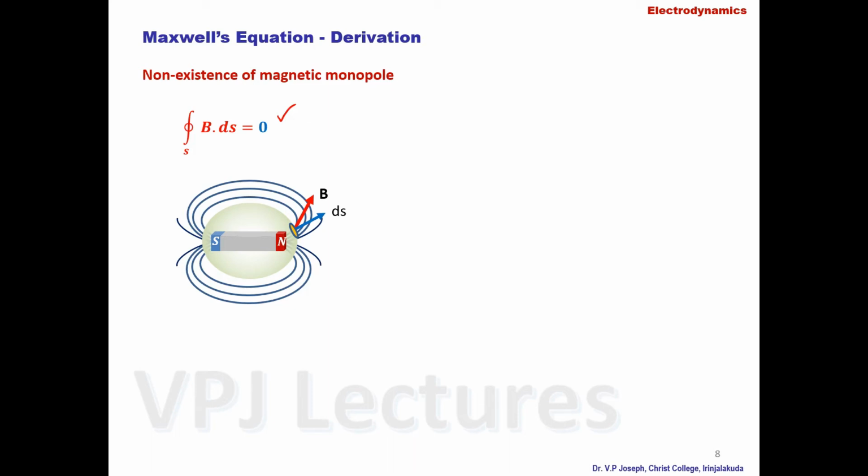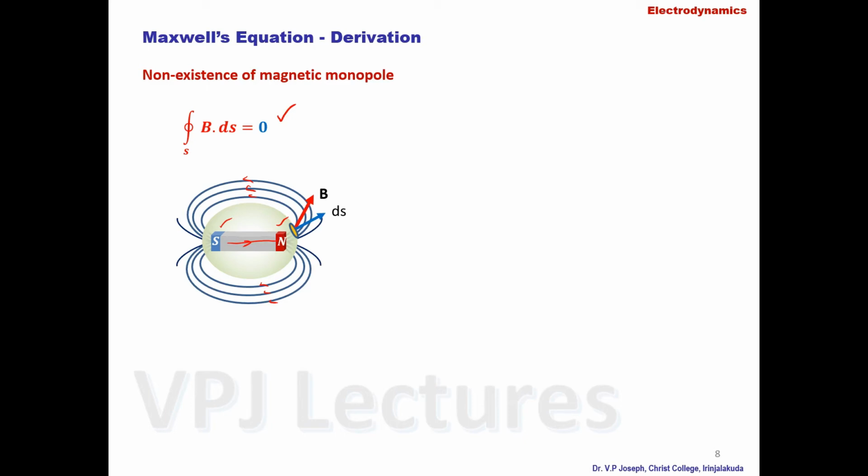Now, in order to verify this result, just consider a bar magnet with the north and south poles represented here like this. And we know that flux lines start from the north pole and end at the south pole through the outside region. And we can also see that the field lines move from the south to north through the inside region of the bar magnet.